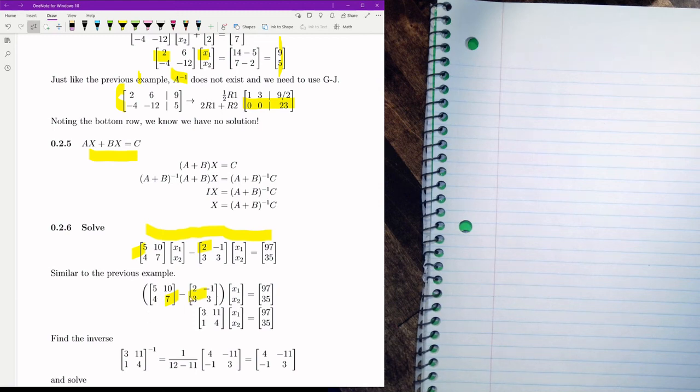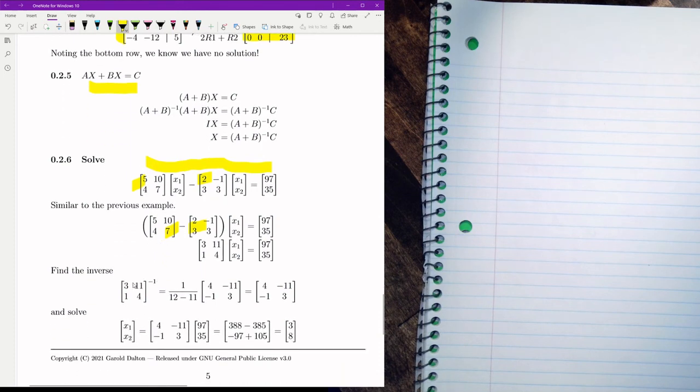5 minus 2 is 3. 10 minus 1 is 11. 4 minus 3 is 1. 7 minus 3 is 4. Try and find the inverse. The inverse, we're going to use Cramer's rule to find the inverse. Is that an operation we can do? 12 minus 11. Absolutely, we can do that. That's 1. How nice is that?